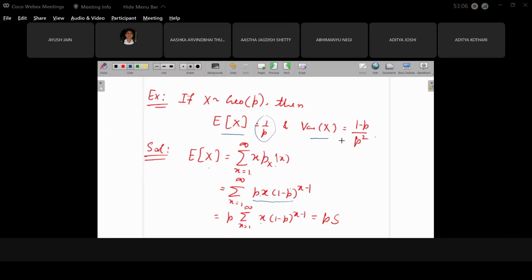Now if you recall, what is variance of X? If you recall, it is expectation of X squared minus expectation of X, whole squared.